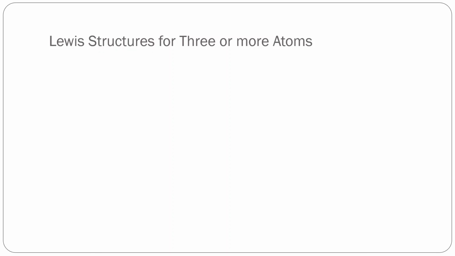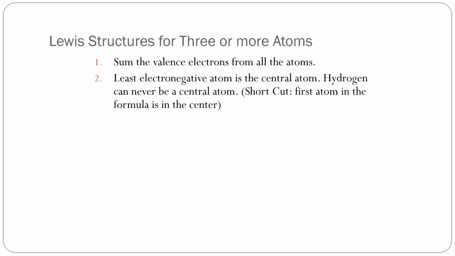Before we do examples of Lewis structures for 3 or more atoms, let's review the steps. First, sum all the valence electrons from all the atoms. Get a total number of the valence electrons present. Second, the least electronegative atom goes in the center. Of course, hydrogen can never be in the center because hydrogen can only form one bond. But there's a shortcut here. Typically, the first atom in the chemical formula is in the center.